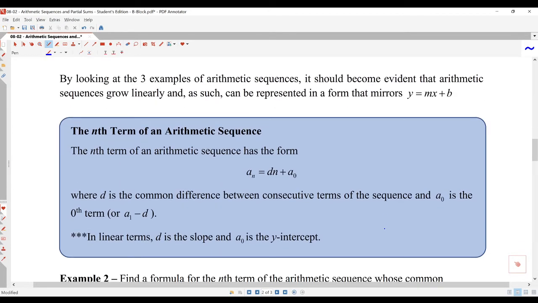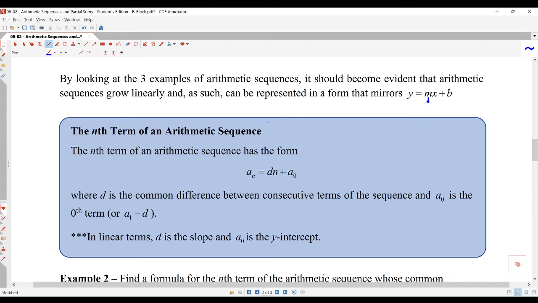So by looking at the 3 examples of arithmetic sequences, it should hopefully become evident that arithmetic sequences grow linearly, and as such can be represented in a form that looks very much like y equals mx plus b. Now, m is the slope. What slope says is, as x increases by 1, how much y increases by. Now, when we do sequences, n is the x value.